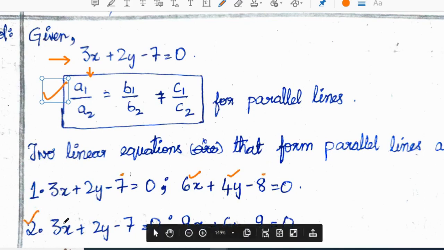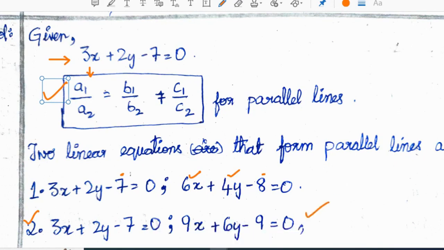So another equation which is parallel to 3x plus 2y minus 7 is equal to 0 is 6x plus 4y minus 8 is equal to 0. 9x plus 6y minus 9 is equal to 0. These are the two lines which are parallel to 3x plus 2y minus 7 is equal to 0.